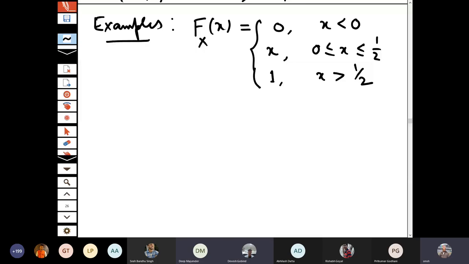One, sir. Not 1. If you have density 2 on the interval 0 to half, then what is the total probability? So it will be 2. So how do you get 2? Because if you differentiate x, you will get 1. You will not get 2. No, that is true.